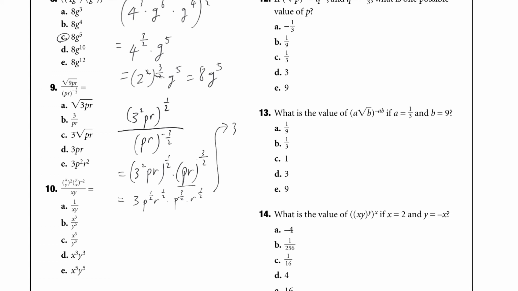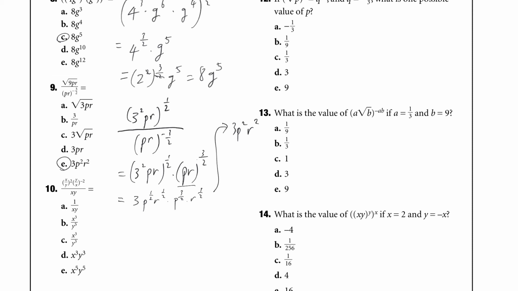And so that's going to be 3. And p to the power of 1/2 times p to the power of 3/2 is p squared. And same thing for r. r to the power of 1/2 times r to the power of 3/2 is r squared. So the answer is E.